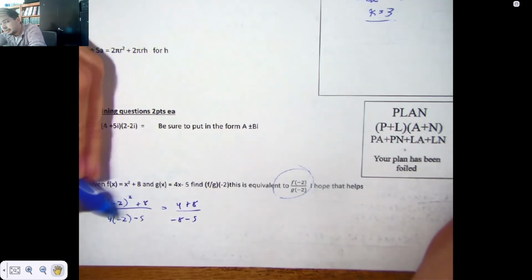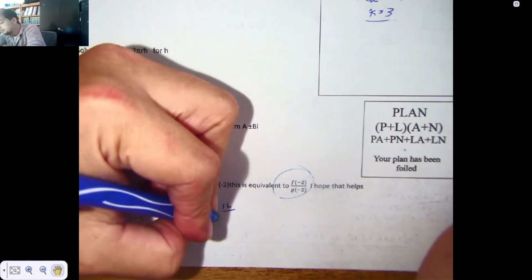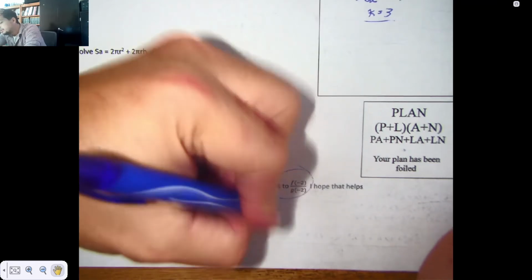A negative 2 squared is 4. 4 times a negative 2 is negative 8. And that's where the kids are going to make mistakes, down here in the bottom. 4 plus 8 is 12. Negative 8 minus 5 is negative 13. So I guess that'd be negative 12/13 when everything's said and done.